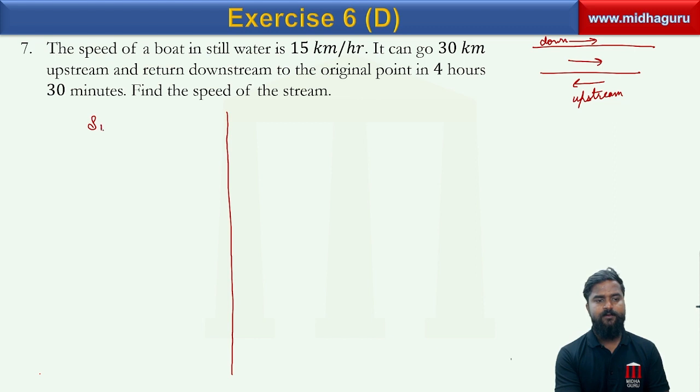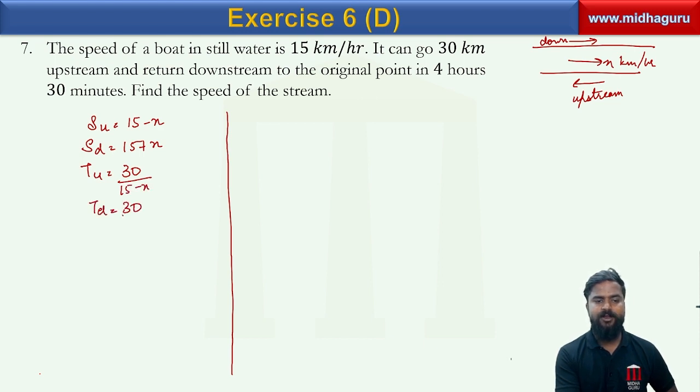So the speed while going upstream is 15 minus, let's say the speed of the stream is x kilometer per hour, and that while coming downstream is 15 plus x. So now the time taken to go upstream should be the total distance, that is 30 by 15 minus x, and the time taken to come downstream should be the total distance, which is also 30 by 15 plus x.